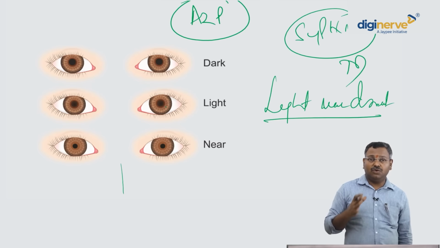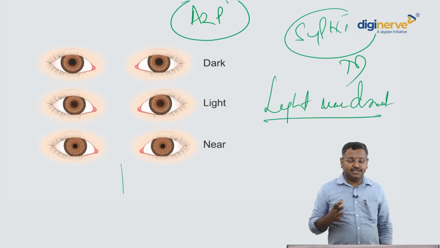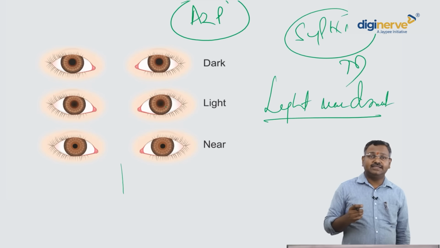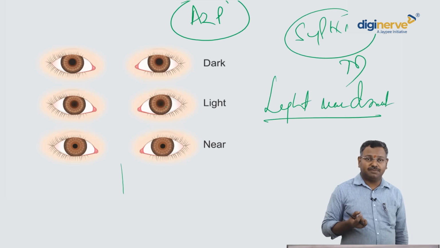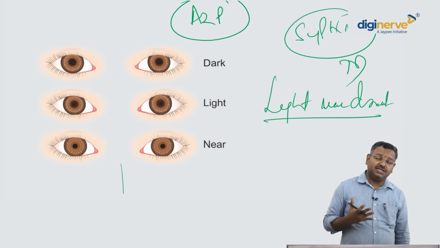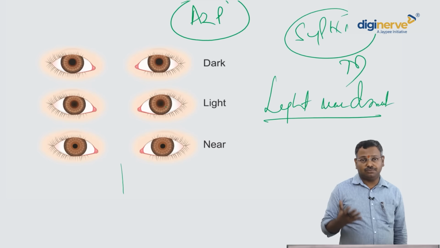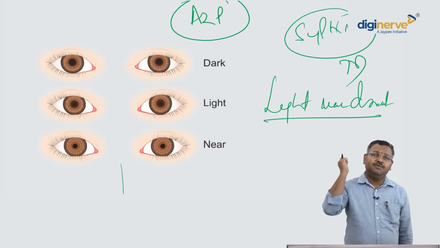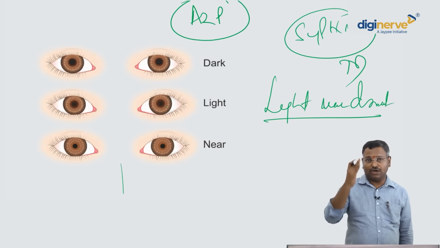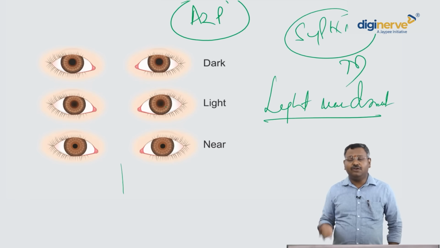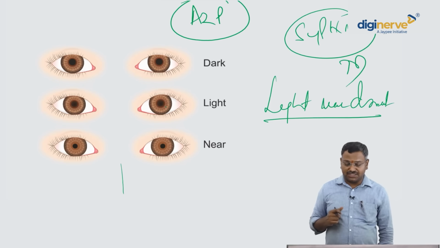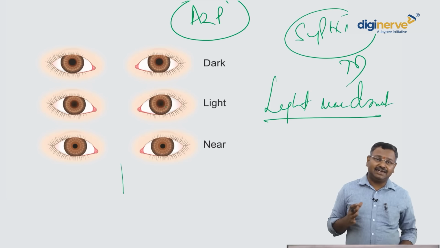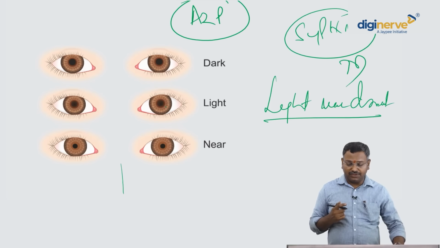But please remember, the most common cause for light-near dissociation is when you are examining the patient with a very dim light, the torchlight is not so proper, or you are examining the patient in a very, very bright room, and already the pupil has become miotic. When you put a light, it won't constrict. So, those are the two common causes for light-near dissociation, followed by syphilis and diabetes. It could be due to midbrain lesions, especially in the pretectal region, where a lesion can give you an Argyll-Robertson pupil.